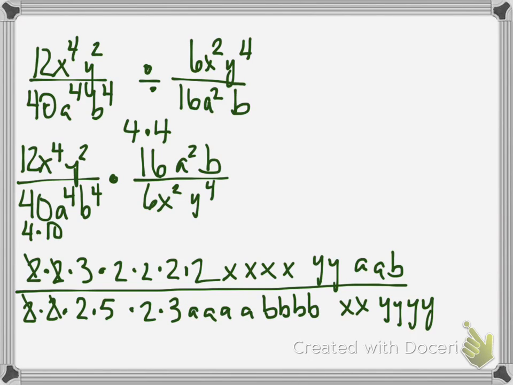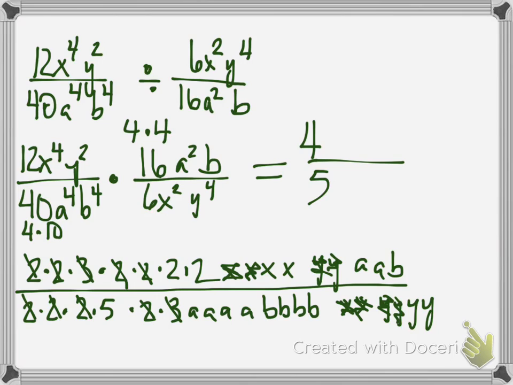2's cross out. A 3 can cross out. Another 2 can cross out. Another 2 can cross out. And I'm left with 2 times 2 is 4. And then I got a 5 on the bottom. Now let's cross out variables. X's cross out, 2 x's, so I'm left with an x squared on top. 2 y's are crossing out 2 sets of y's, so I'm left with a y squared on the bottom. 2 sets of a's are crossing out, and 1 set of b's.